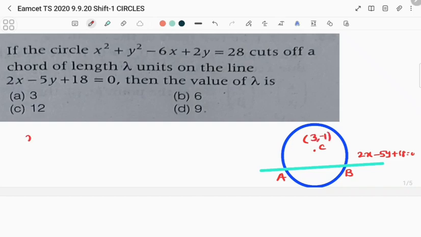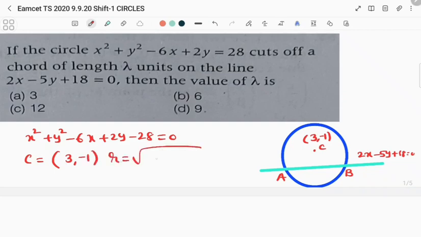So the circle equation is x square plus y square minus 6x plus 2y minus 28 equal to 0. Center C is equal to minus x coefficient by 2, minus y coefficient by 2. Radius r is equal to root of g square plus f square minus c, that is root of 9 plus 1 plus 28, so we will get root 38 as the radius r value.